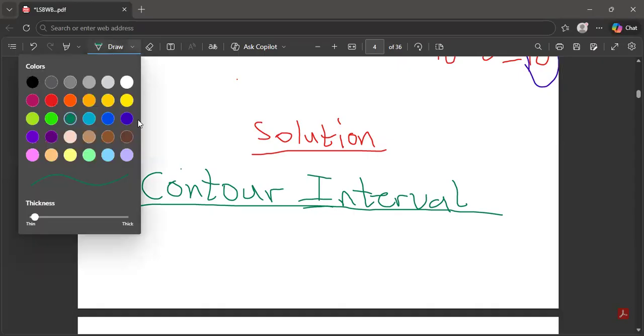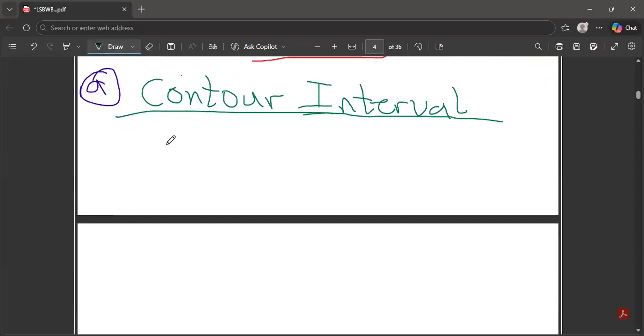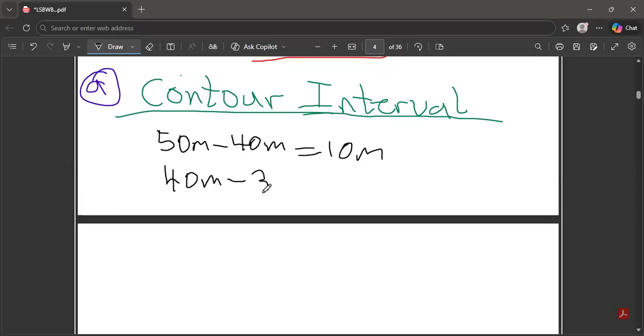Just as we did over there, we will repeat it. So we said that 50 minus 40, 50 meters minus 40 meters. Also, what else can you realize? 40 meters minus 30 meters is equal to 10 meters, and so on.